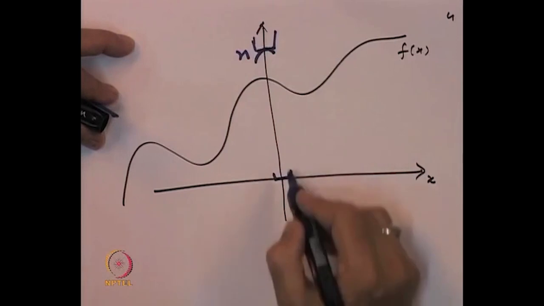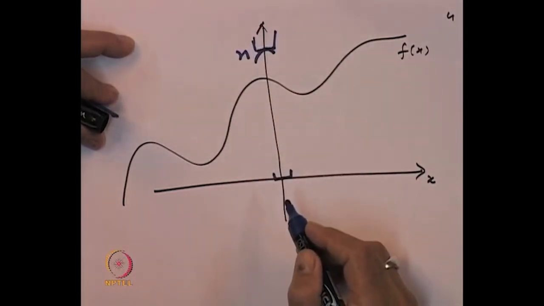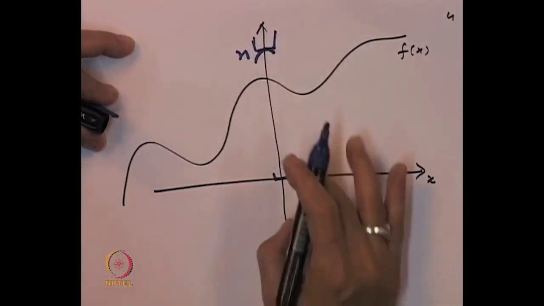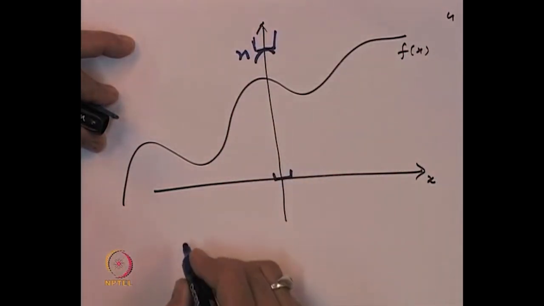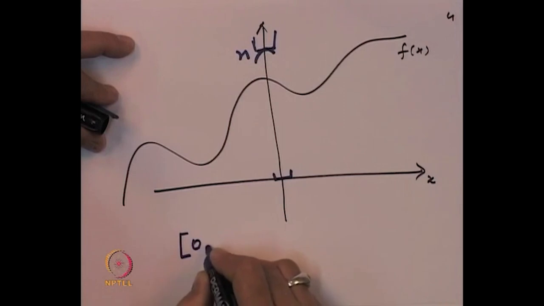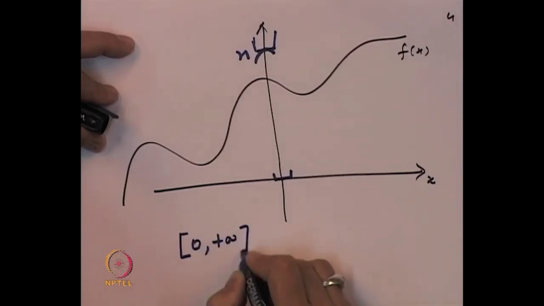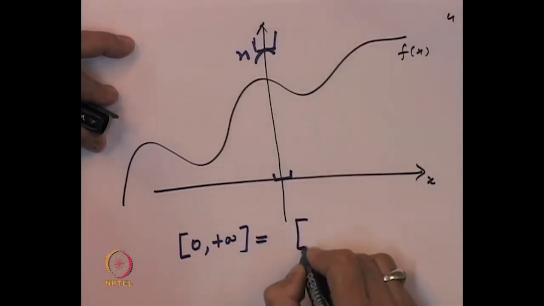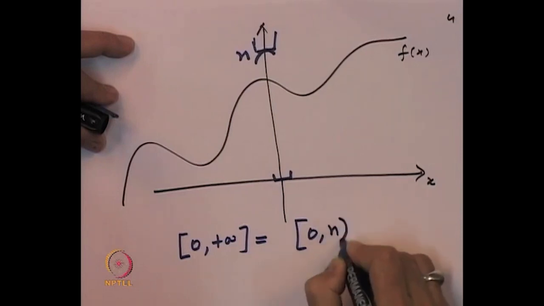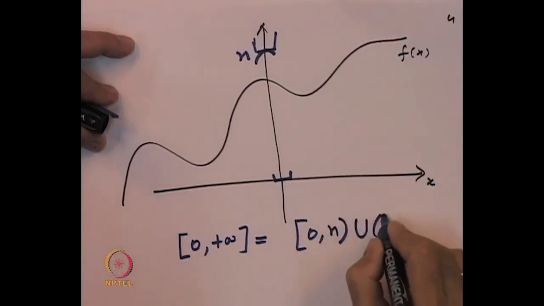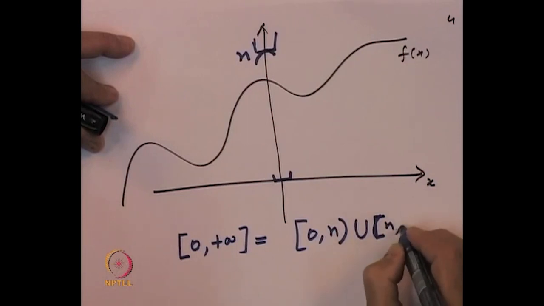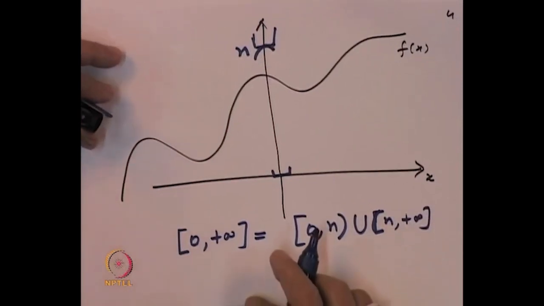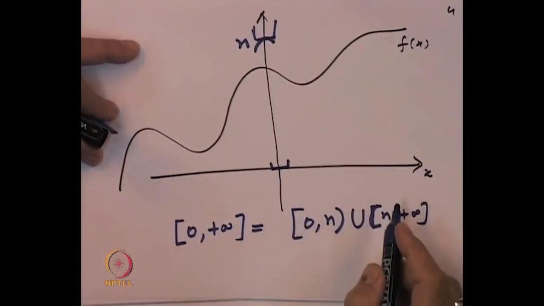So, we are dividing the range of the function. The range is a subset of 0 to infinity. So, we have divided the range. I am writing 0 to plus infinity as equal to 0 to n open, union with the closed n to plus infinity. So, I have divided the range into two parts.